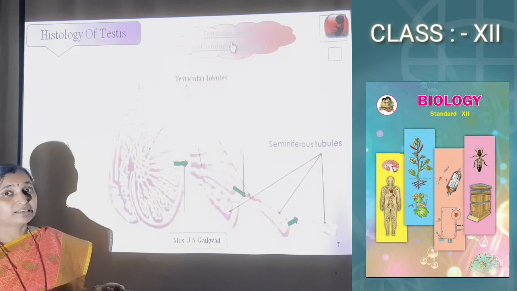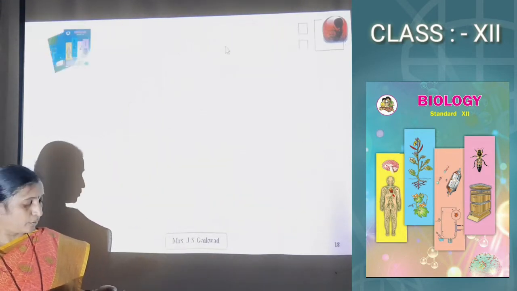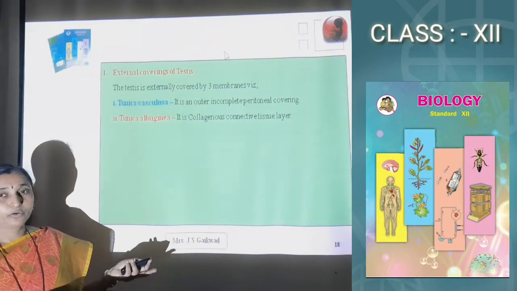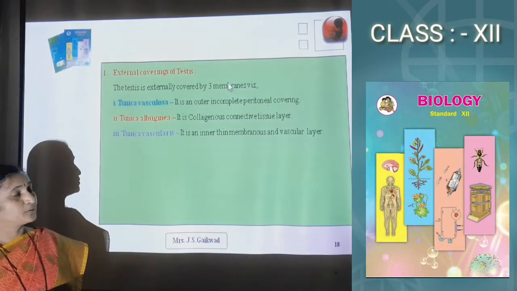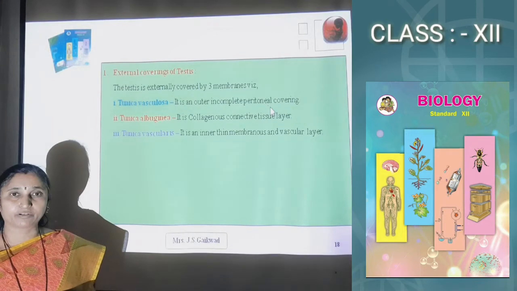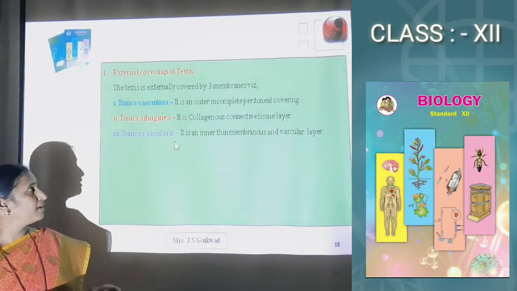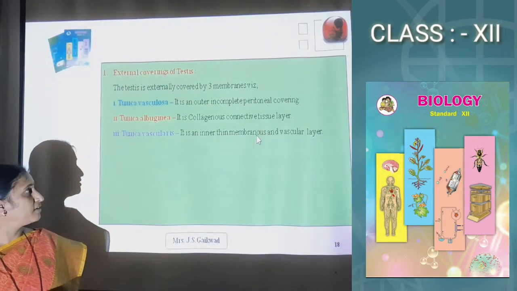Now, in the exam, what should we write about these testicular lobules? Here, first one, coverings: tunica vaginalis, tunica albuginea and tunica vasculosa. Tunica vaginalis is the outer incomplete peritoneal covering. Tunica albuginea is a collagenous connective tissue layer. Tunica vasculosa is the inner membrane but it is highly vascular.